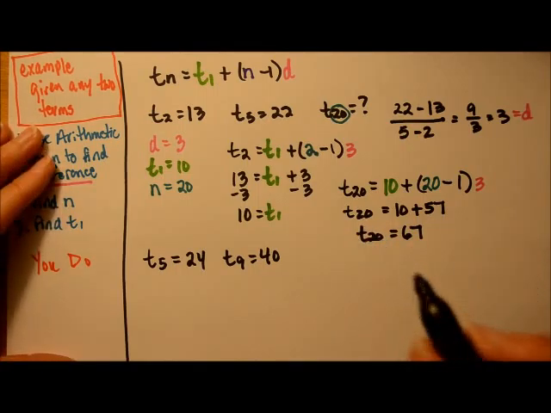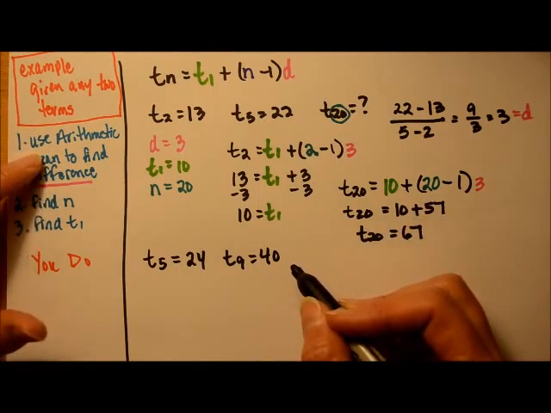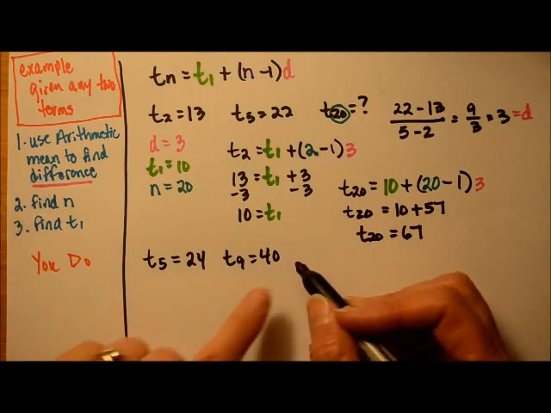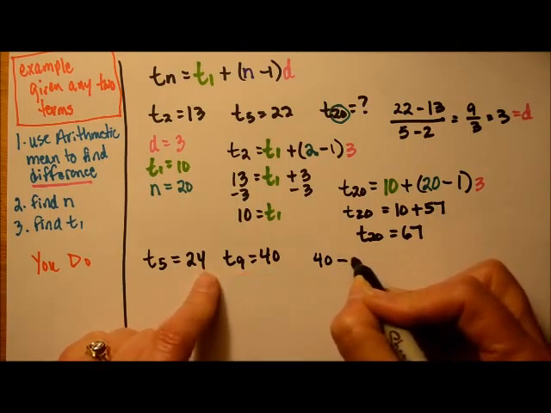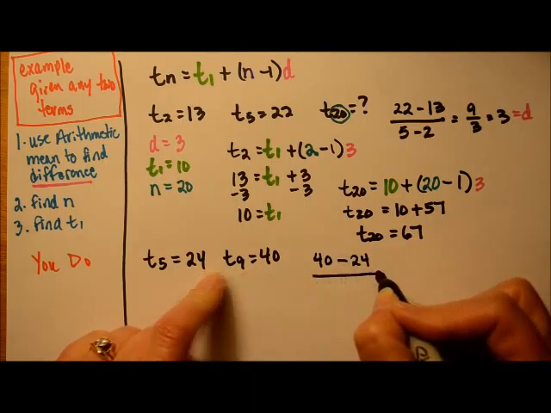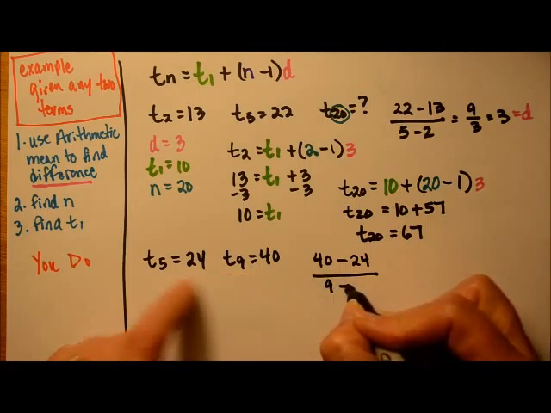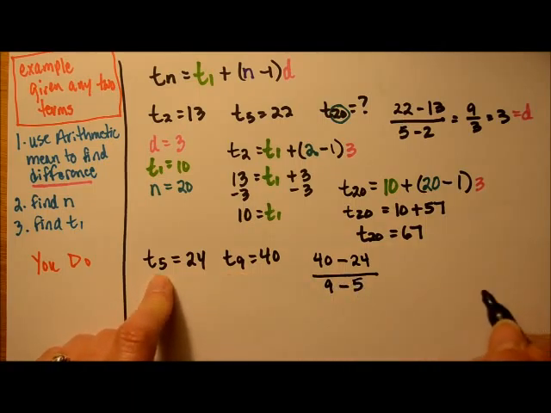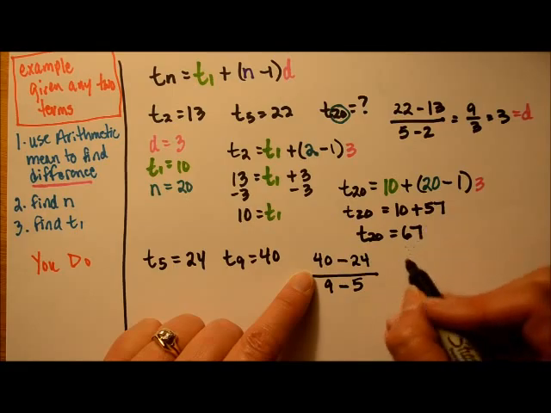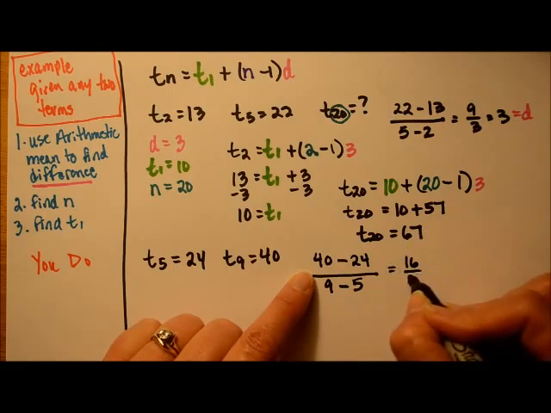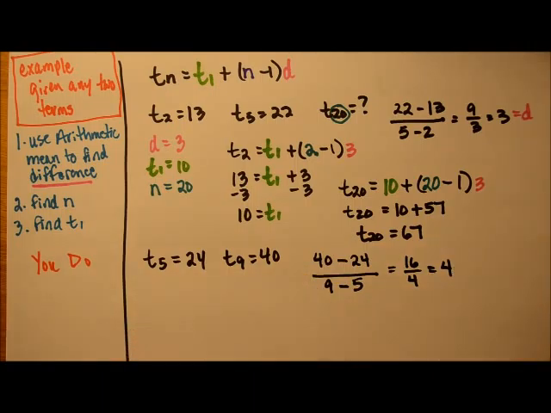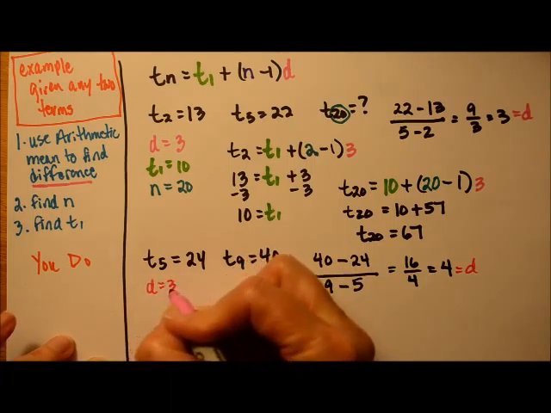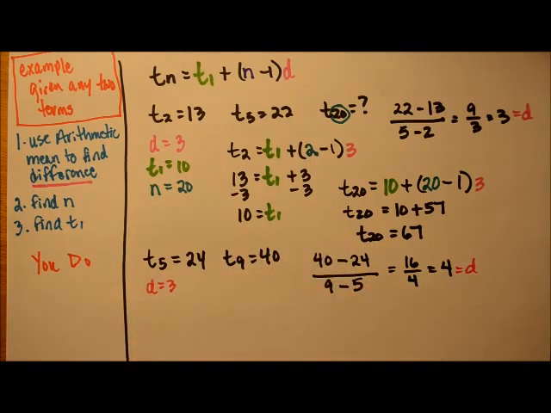Alright, you back with me? The first thing I'm going to do is use the arithmetic mean to find the difference. So the arithmetic mean is 40 minus 24 all over 9 minus 5. 40 minus 24 is 16. 9 minus 5 is 4. My difference is 4. So there's my D. That was one of my pieces. D equals 4. I also need T1.